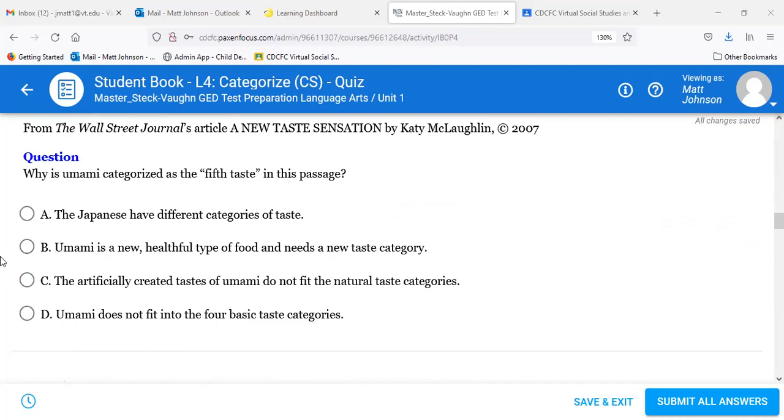So question two: why is umami categorized as the fifth taste in this passage? A, is it because Japanese have different taste categories? B, umami is a new, healthful type of food and needs a new taste category. C, the artificially created taste of umami does not fit the natural taste categories. Or D, umami does not fit into the four basic taste categories. What's correct there? It is D. Umami doesn't fit into the four basic taste categories. So D is in dog.